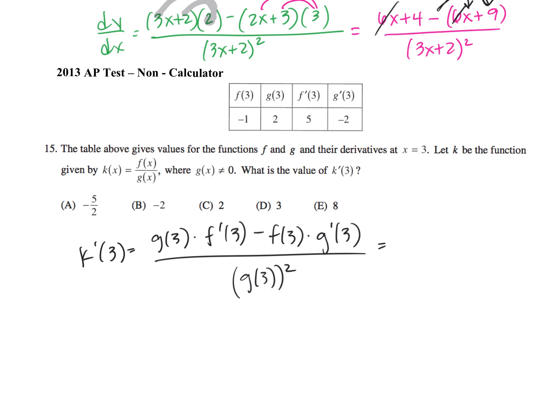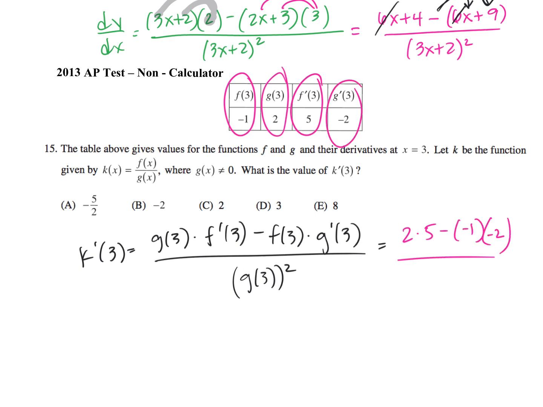Now I'm ready to look at that table. What is G of 3, you guys? 2 times F prime of 3 minus F of 3 times G prime of 3 all over low squared.